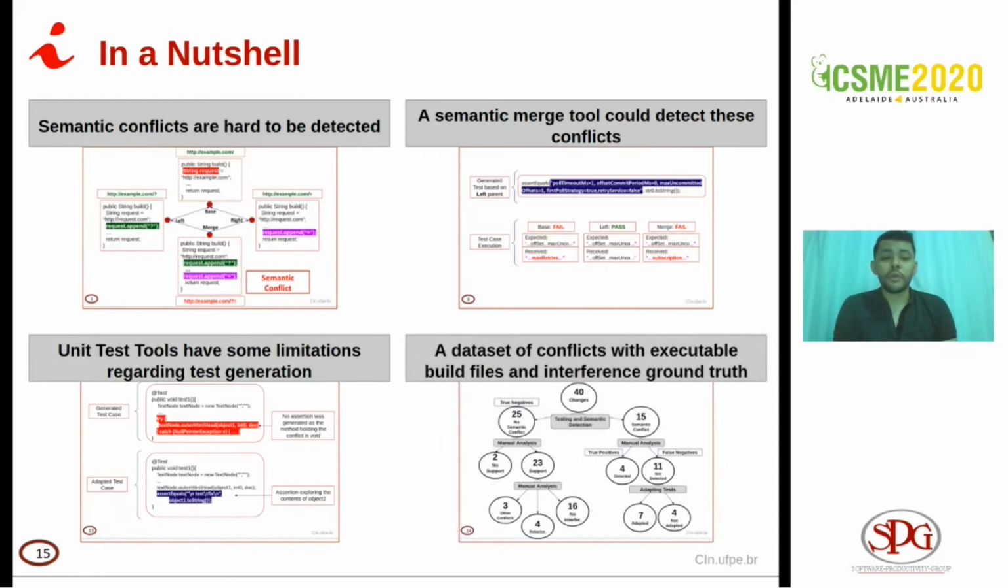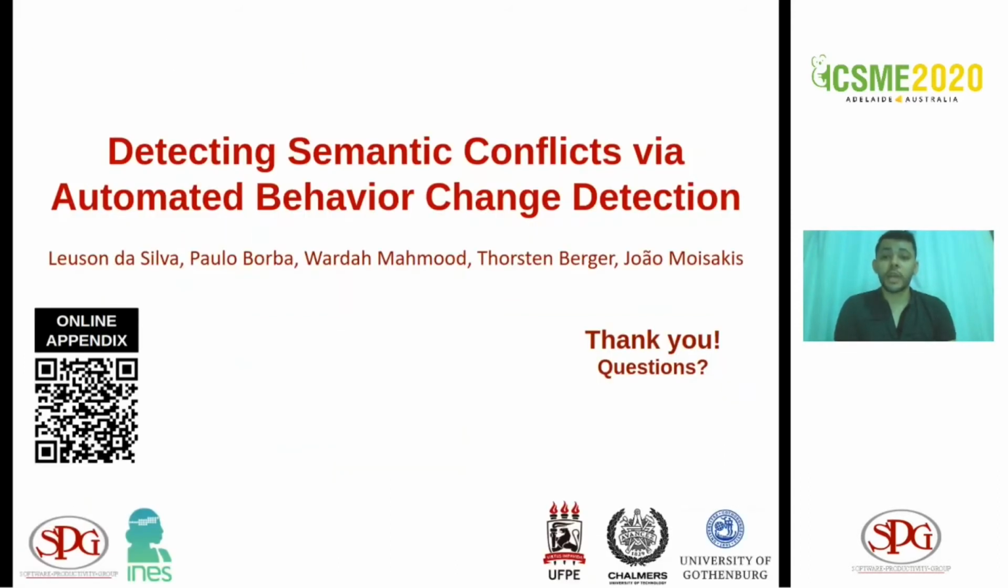And as a final contribution, we provide our sample of semantic conflicts as a dataset with executable build files and interference ground truth. Instructions to replicate our study or run a new one using our scripts are available in our online appendix.